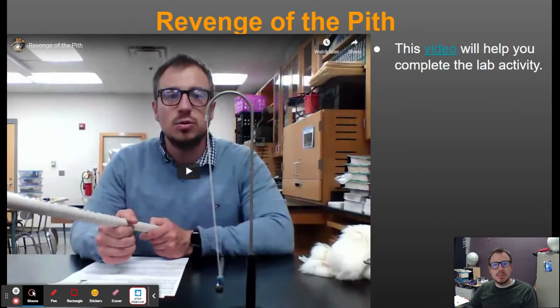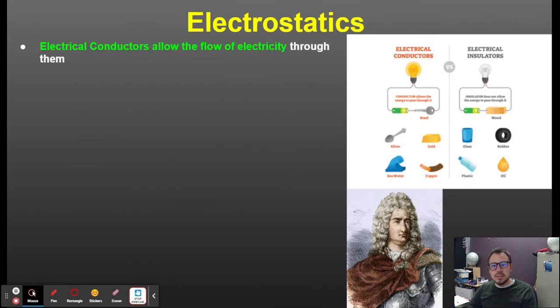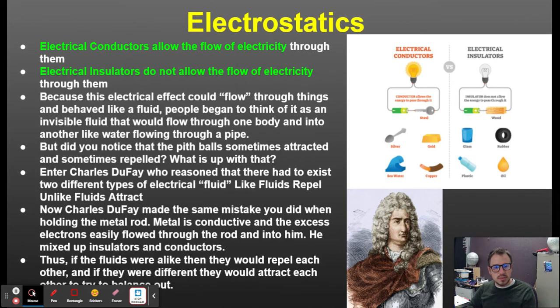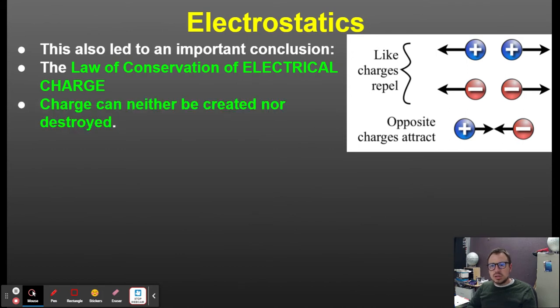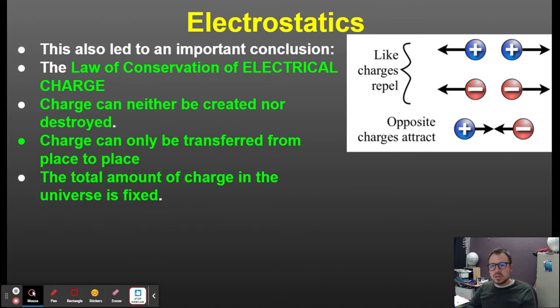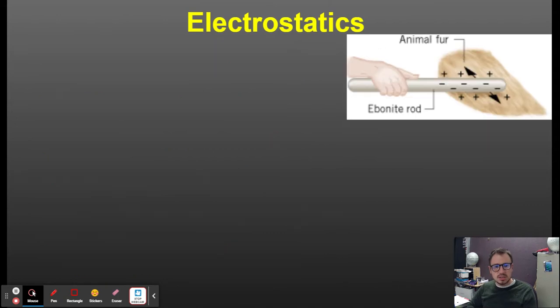The next day we opened up with Revenge of the Pith, that lab where we did the same experiment that Charles Dufay did. Now, why does a balloon stick to one's hair? So we came up with this, right? Electrical conductors allow for the flow of electricity. Electrical insulators do not allow for the flow of electricity. And this is the law of conservation of electrical charge. Charge can neither be created nor destroyed. Charge can only be transferred from place to place. The total amount of charge in the universe is fixed, and the big fundamental rule is like charges repel and unlike charges attract. That's the key to all of this electrostatics.